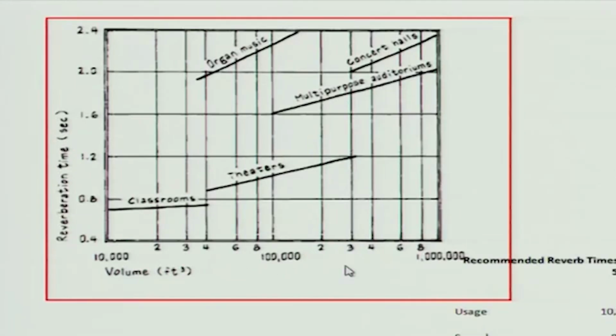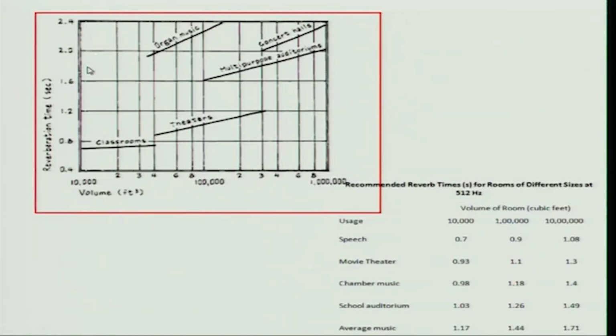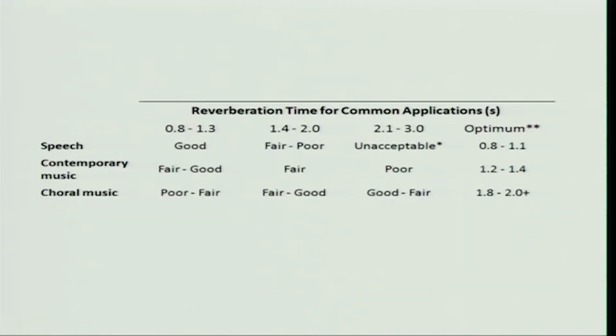So on the x-axis you have volume of the room, and on the y-axis you have reverberation time. So you have one curve for classroom, another for theaters, another for multi-purpose, and so on and so forth. So this is not necessarily the final word. There are more guidelines and more recommendations. But the point is that once you have this reverberation time, then you can verify whether it meets your needs or not.